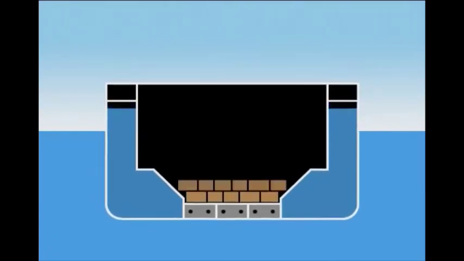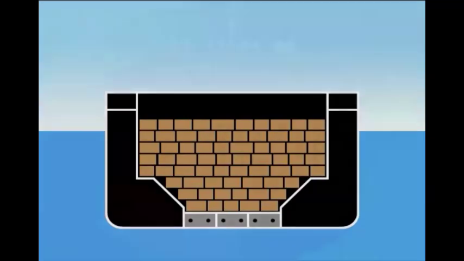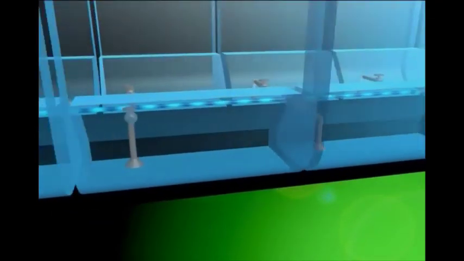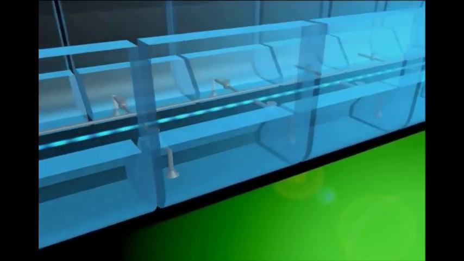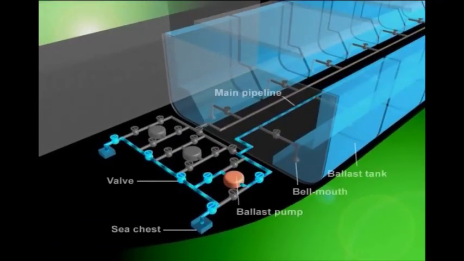When loading a ship with cargo, seawater in ballast tanks is discharged. Such seawater filling and discharging are called ballast operations, which are conducted either by gravity or ballast pumps. Please note that improper handling of pumps and/or valves may result in various accidents.